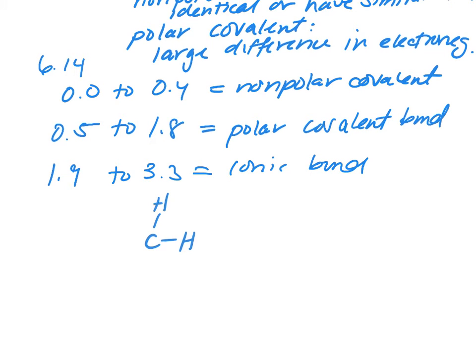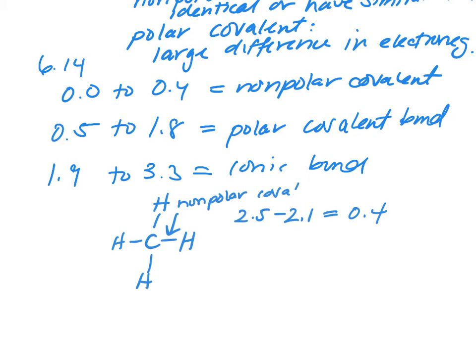Let's revisit our molecule CH4, and we want to determine if this is a polar covalent bond. What we'll do is look up the electronegativity of carbon, which is 2.5, and then the electronegativity of hydrogen, which is 2.1. When you subtract them, you see the difference is 0.4. So this is a nonpolar covalent bond.